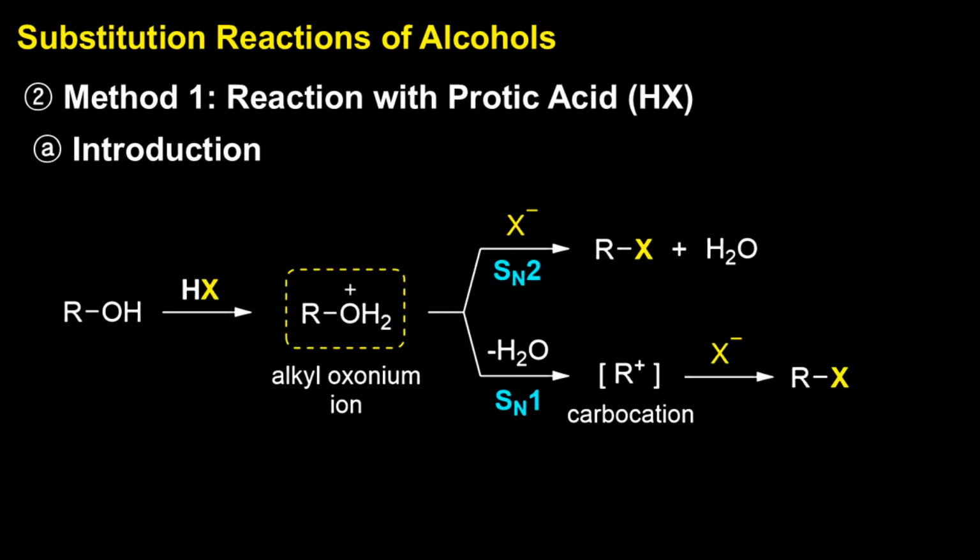Let's take a closer look at the first method, reacting an alcohol with a protic acid like HCl or HBr. When the alcohol reacts with HX, the OH group gets protonated and forms an oxonium ion. From here, the pathway depends on the type of alcohol. Primary alcohols go through SN2. The nucleophile attacks directly from the backside. But with secondary or tertiary alcohols, the oxonium ion first loses water to form a carbocation, leading to an SN1 mechanism. So in short, whether it's SN1 or SN2 comes down to the alcohol structure.